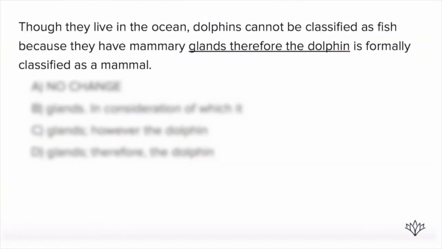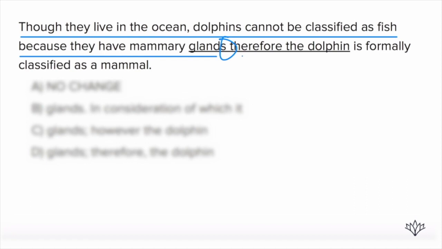Now, in this case, what we have is a huge run-on sentence. Let's look at it. "Though they live in the ocean, dolphins cannot be classified as fish because they have mammary glands." That's a sentence. It can stand on its own. "Therefore, the dolphin is formally classified as a mammal." That also is a sentence that can stand on its own. There's got to be something more in between them. Right now, there's nothing. So what do we need to do? We either need a period, a conjunction, or a semicolon.